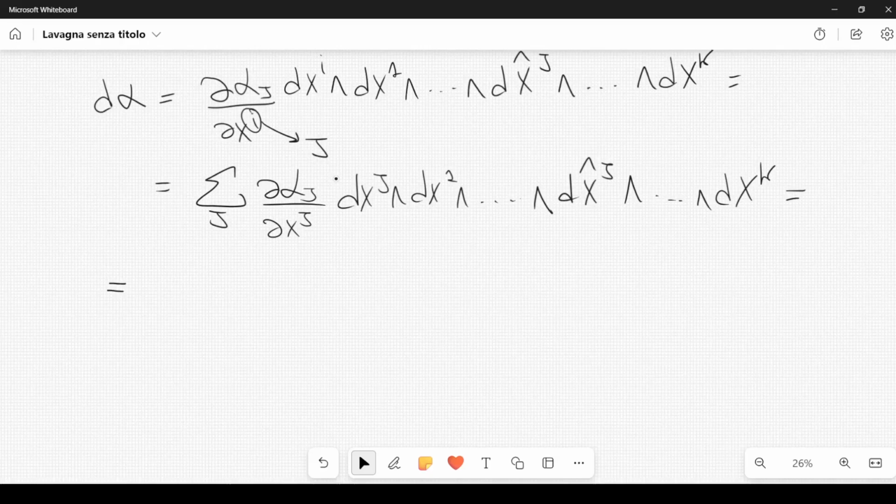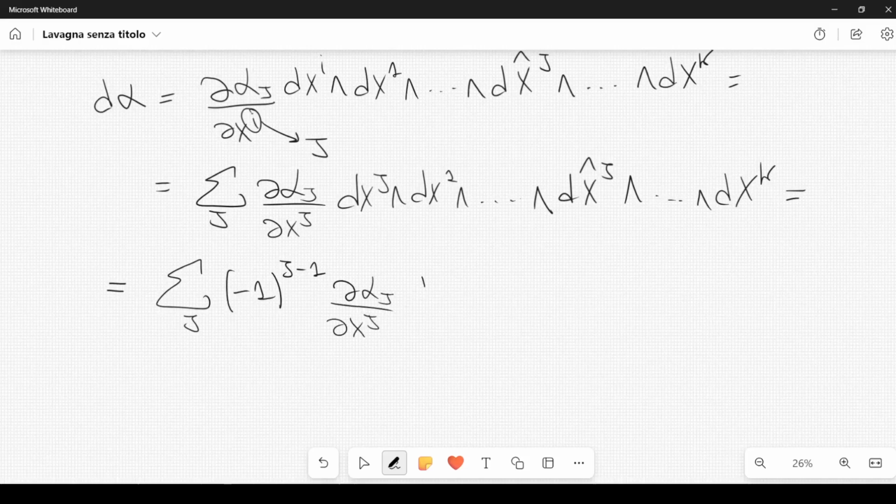Well, I need to do j-1 swaps. In particular, this means that I need to move dxj to the right by j-1 positions. So I have the summation over j, and then I have a factor of -1 to the power j-1, because I have j-1 swaps. And then I have dαj dxj dx1 wedge ... wedge dxj. So at this point I don't have this hat anymore because dxj appears in this position. And then I have wedge ... wedge dxk.